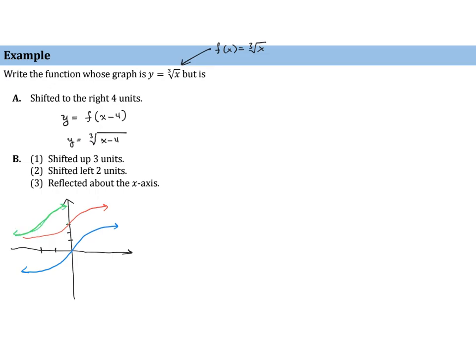Now let's reflect it about the x-axis. So instead of (-2, 3), we'll have (-2, -3). And we will have something that looks like that.